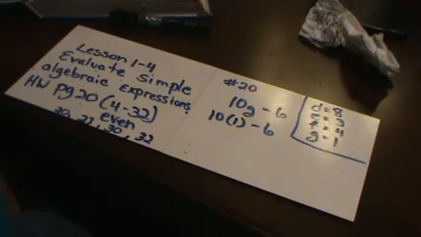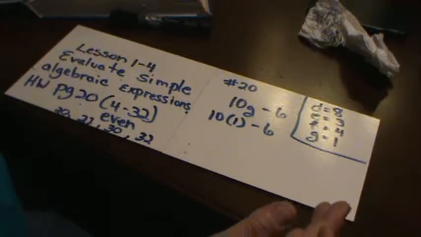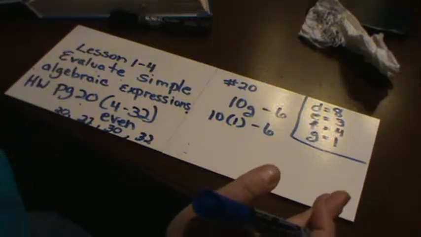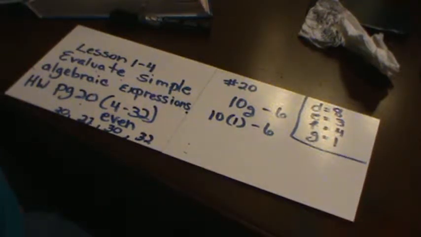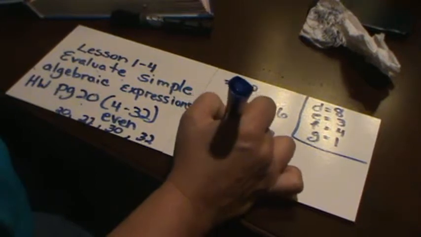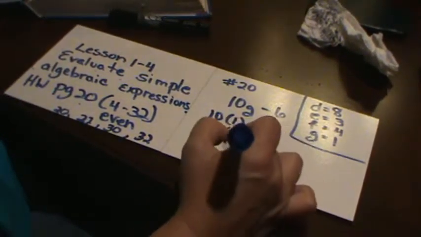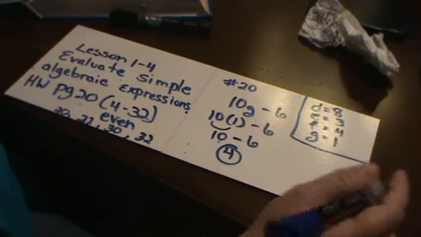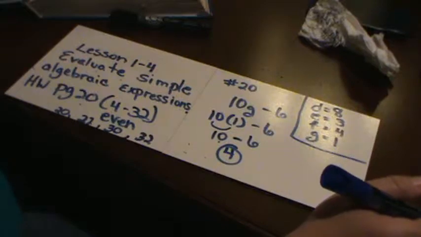And now that I've done that, it's just as simple as following the order of operations. The order of operations tells me that I do multiplication before I do subtraction. So I'm going to go 10 times 1 is 10, and then 10 minus 6 is 4. Be sure you circle all your answers as you do them.